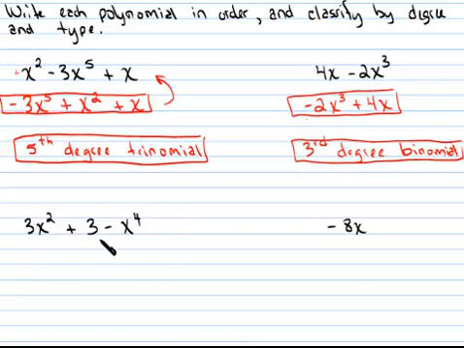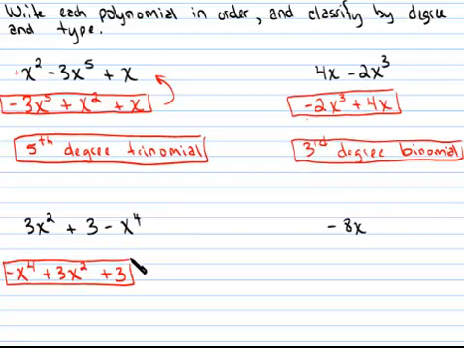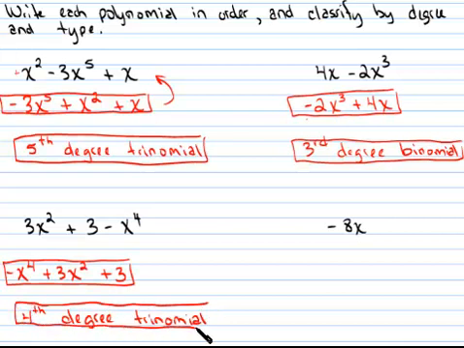Our next trinomial, or 3 terms, is not in the order that it should be. So we start by writing the highest power first, which is negative x to the 4th. Our next highest power is a 3x squared, so it would be plus 3x squared, and then plus 3. This is the way I would want you to write it. And then to classify it, this is a 4th degree, or degree 4, and it is a trinomial because there's 3 terms. Once it gets higher than 3 terms, if it has 4 terms, we just say generally it's a polynomial.